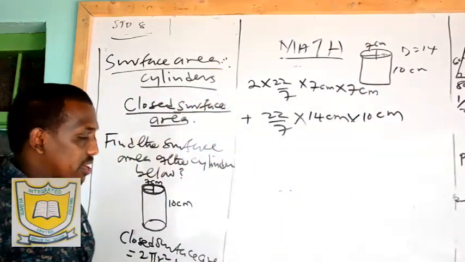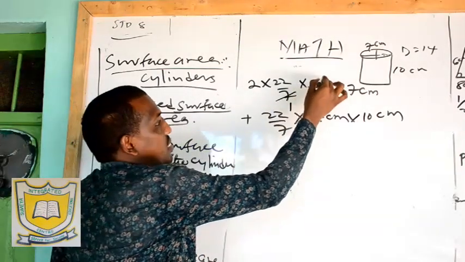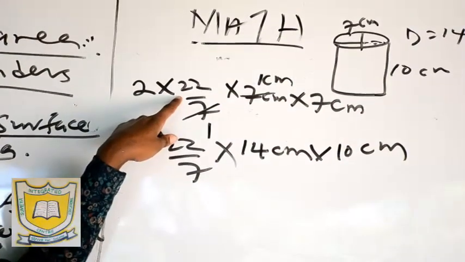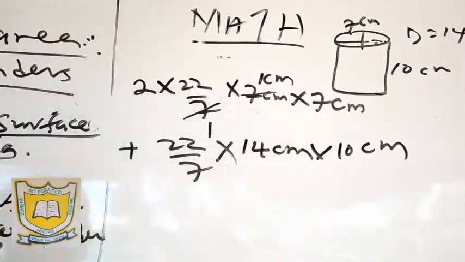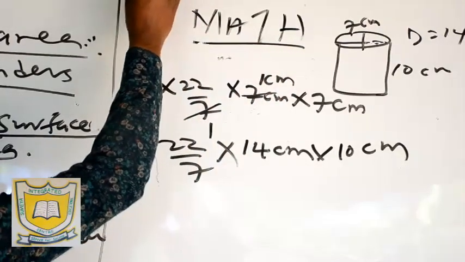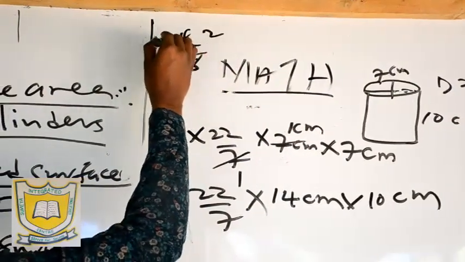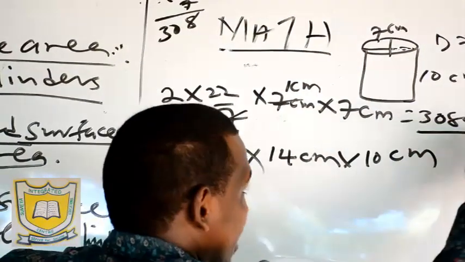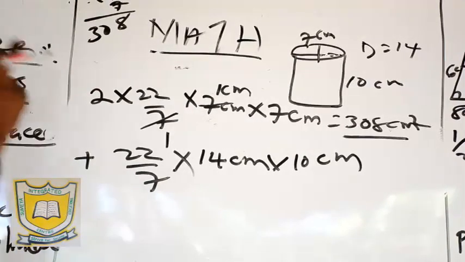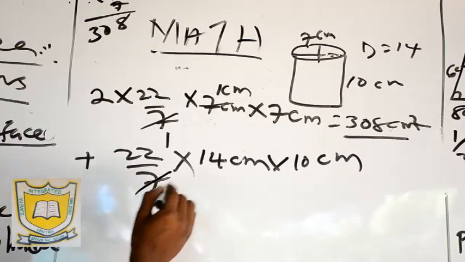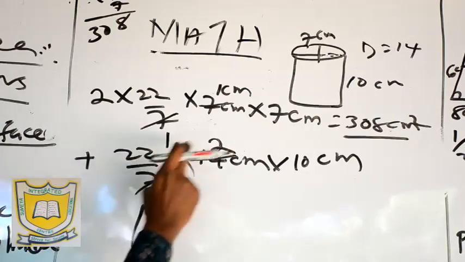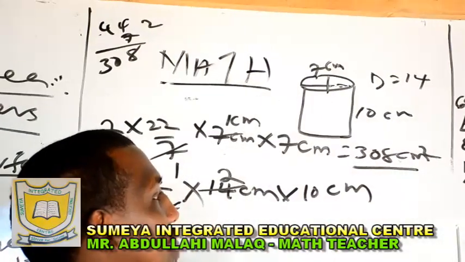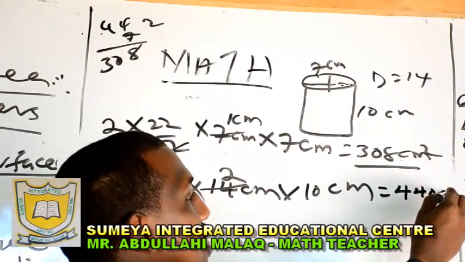So let us now simplify. By 7, 1. By 7, 1 centimeter. So 22 times 2 is 44. 44 times 7: 28, carry 2, 28, 29, 30. So you will get 308 centimeter squared. Plus dh now. By 7, 1. By 7, 2. 22 times 2 is 44. 44 times 10, you will get 440 centimeter squared.